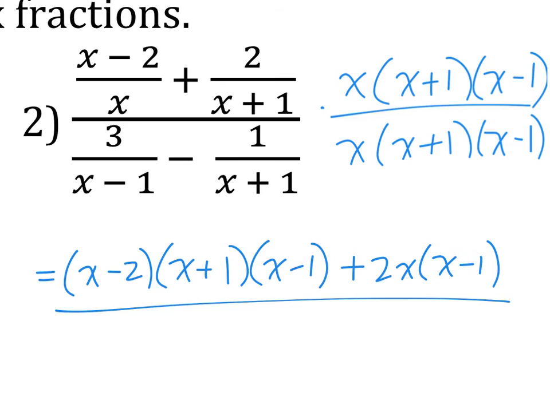Okay, in the denominator, this whole LCD times 3 over x minus 1. What cancels? X minus 1. So we're left with 3x and then x plus 1. And the last one, what cancels? X plus 1. So we're left with just x and x minus 1. But there's a minus, so please be careful.